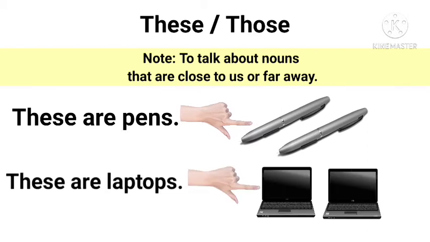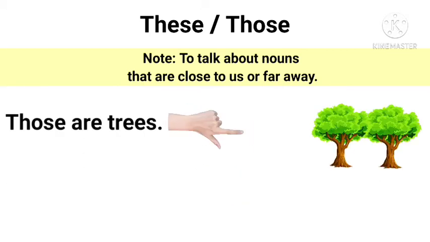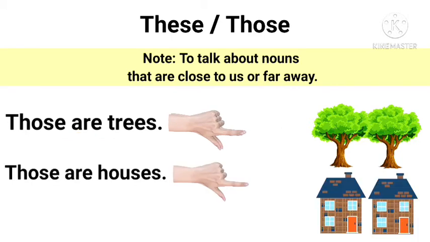Example number 2. These are laptops, because laptops are two nouns and these are close to us. That's why we use these and then we use are, because these are two nouns. Those are trees. Those trees are two nouns and trees are far away. So we use those. And we also use are because trees are two nouns. Example number 2. Those are houses. Houses are two nouns.